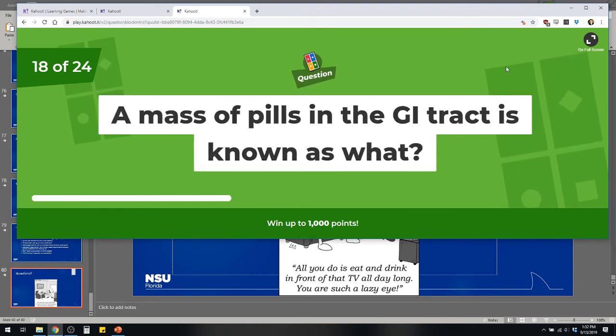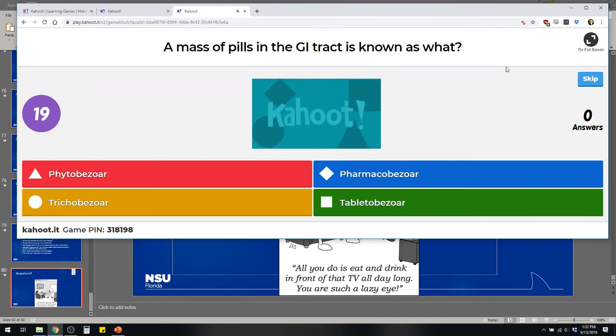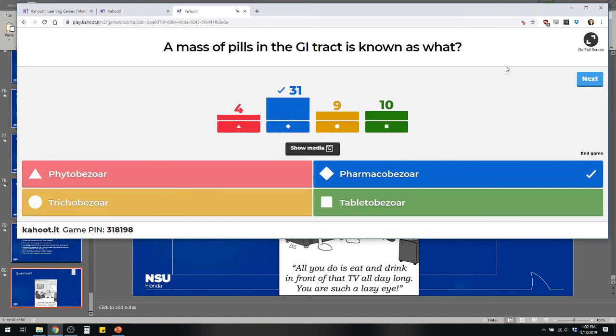A mass of pills in the GI tract is known as what? This one's kind of a fun one. Fun bit of trivia. Is it a phytobezoar, a pharmacobezoar, a trichobezoar, or a tabletobezoar? What do we think? It's in your fund of sort of esoteric medical terms. Yeah, it's actually a pharmacobezoar.